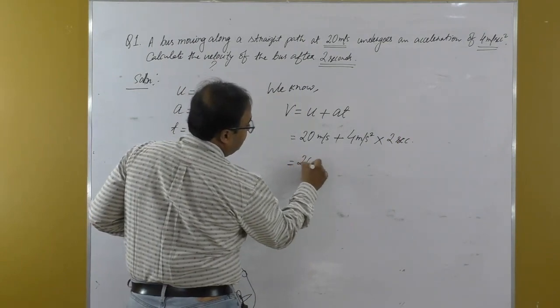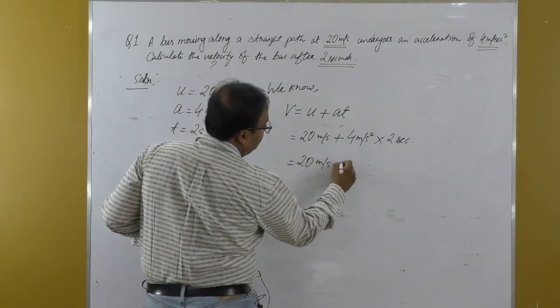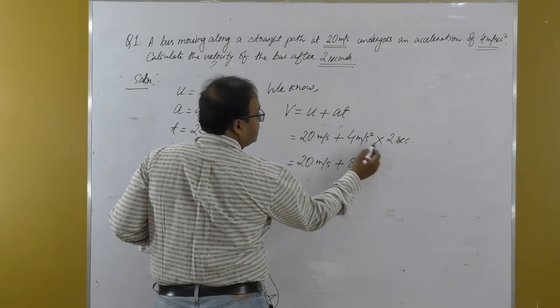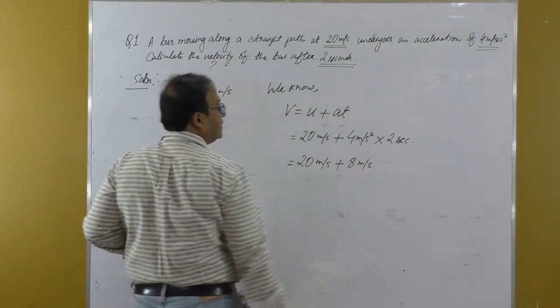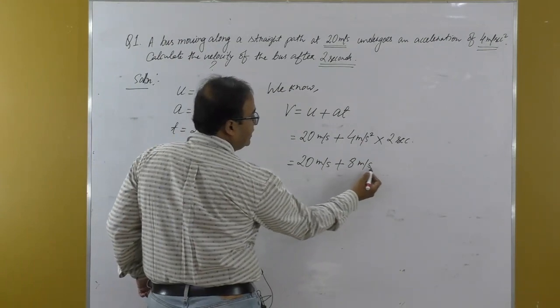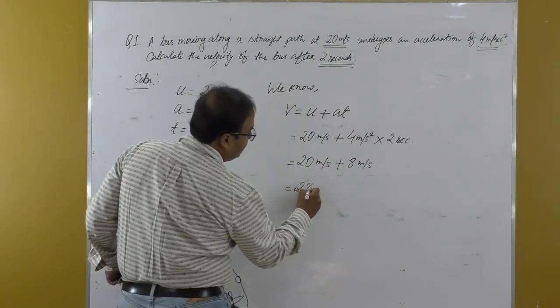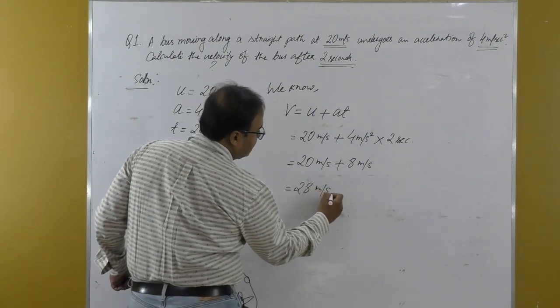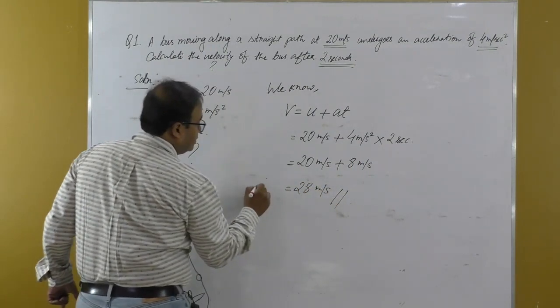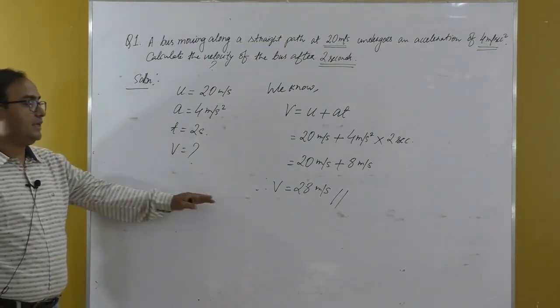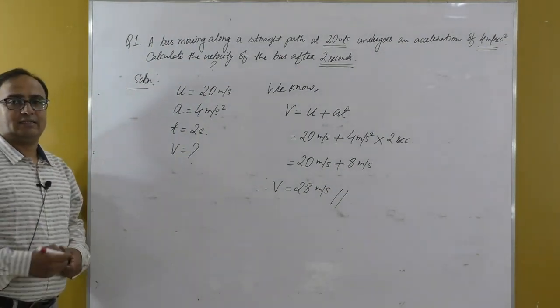So it is 20 meter per second plus 8 meter per second. यहाँ सेकेंड स्क्वायर, यहाँ सेकेंड, तो कैंसलेशन होने के बाद बचेगा 8 मीटर पर सेकेंड, 4 to 8. Now the answer is 28 meter per second. So the final velocity of the bus is 28 meter per second.